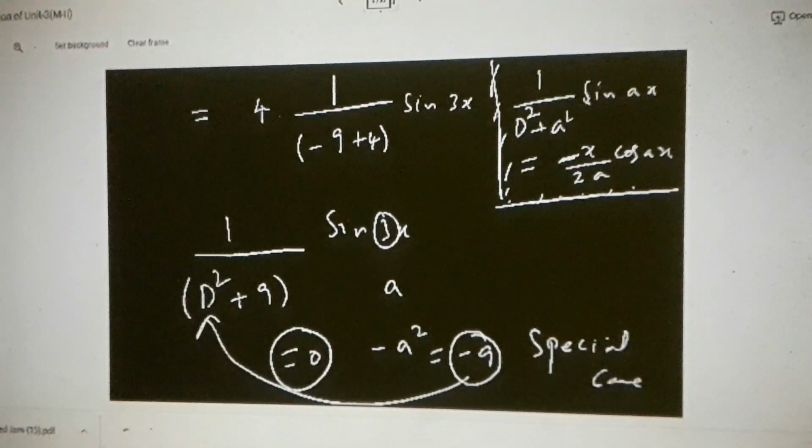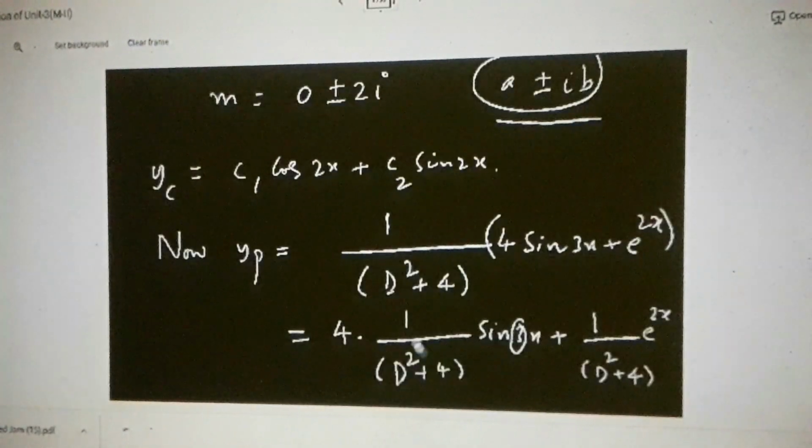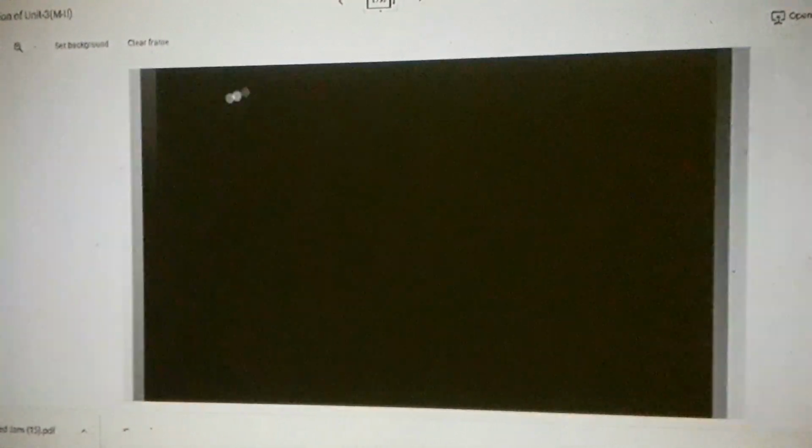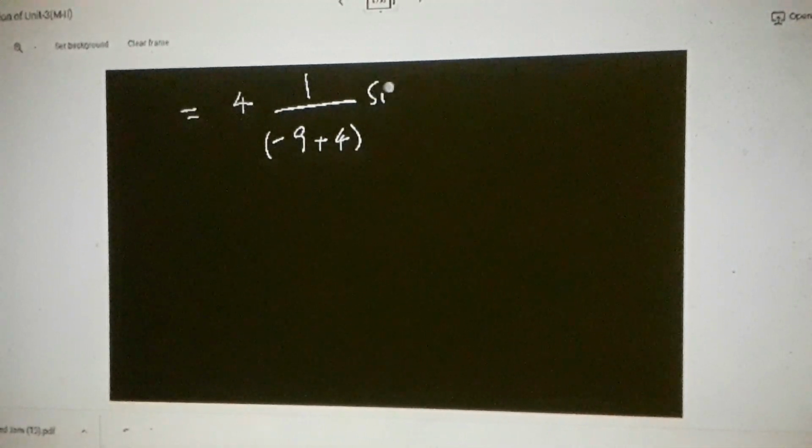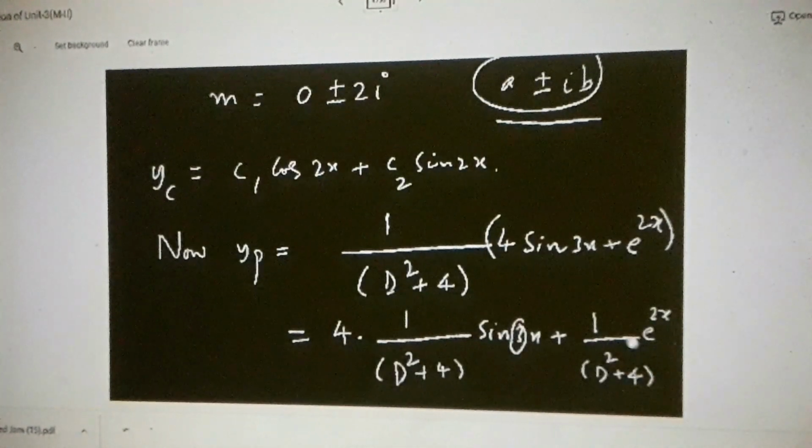So what I will do now is clear off this frame and directly come back to this one. I am substituting minus 9. There is no 0, so it is a normal case. I call it a normal case. So 4 into 1 by minus 9 plus 4 of sin 3x, that is sin 3x. And here also there is a different method for exponential.